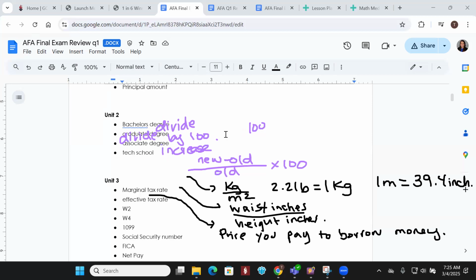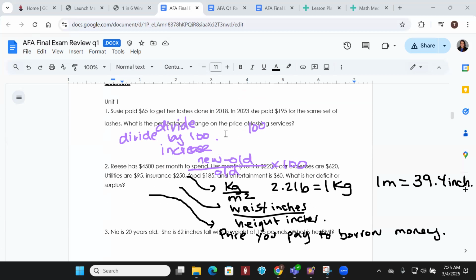Okay, I do want to come down here to number 1. So once you're done, flip the page, and I want you to go ahead and try number 1 and number 2. Okay, so we're on unit 1, talking about Susie and Reese. Go ahead and try problem 1 and problem 2, and then we're going to jump into the rest of our stuff.